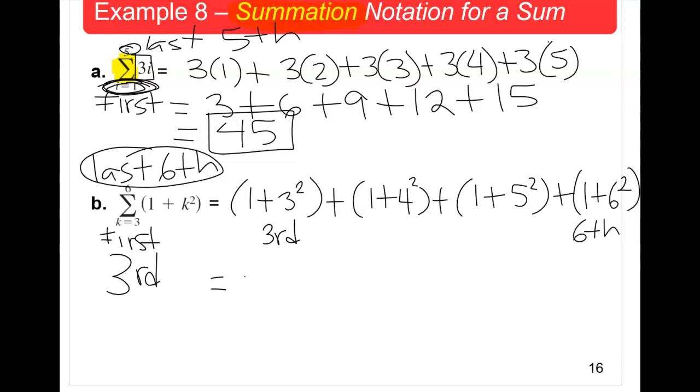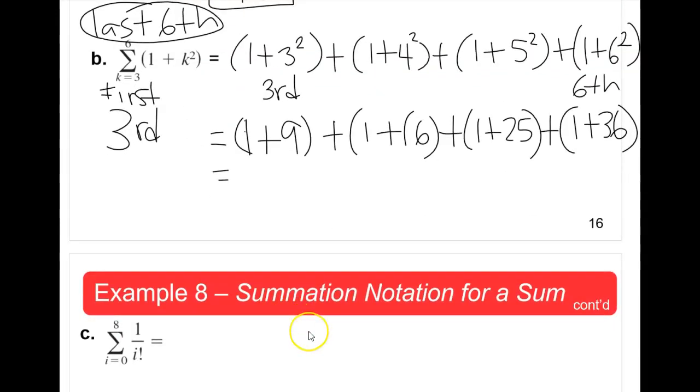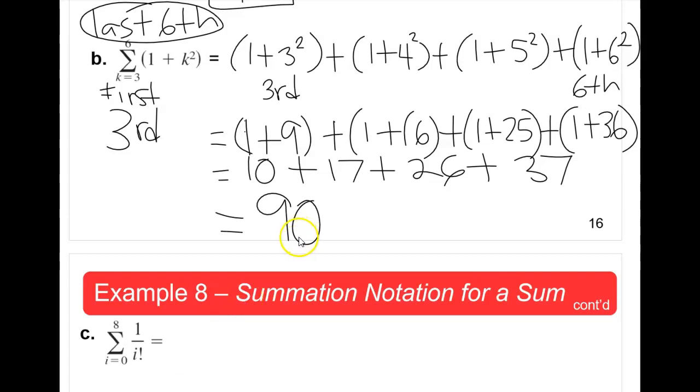So in this case, we need to take care of the exponents first. So the third term will be 1 plus 9. Then we will have 1 plus 4 squared, which is 16. Then we will have 1 plus 5 squared, which is 25. And then we will have 1 plus 6 squared, which is 36. Now we're going to go ahead and add the terms inside the parentheses. And that will be 10 plus 17 plus 26 and plus 37. And the answer is 90.